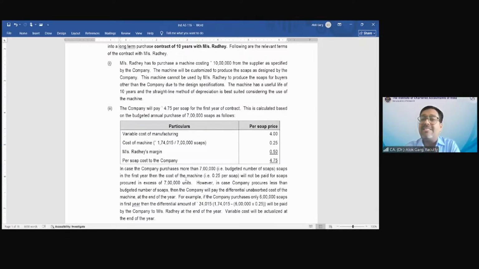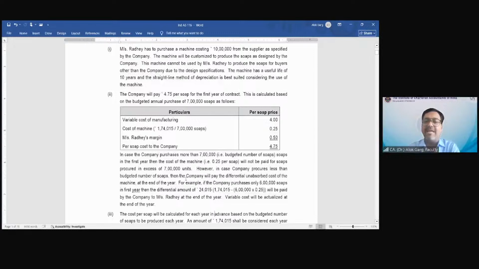But 1,74,015 minus 6 lakh multiplied by 0.25, which is 1.5 lakh, which is 24,015, has to be recovered by the company to Mr. Radhe at the end of the year. Variable cost will be actualized at the end of the year. Variable cost तो per unit cost के साथ चलती है. Fixed cost आपकी 25 पैसा है.